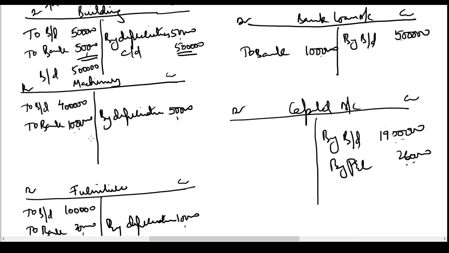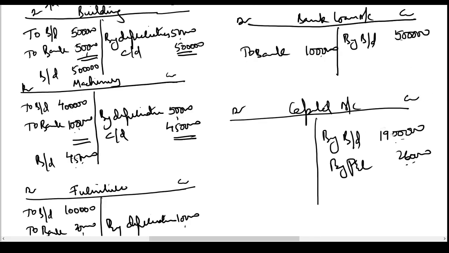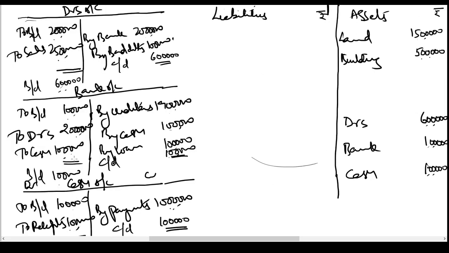Machinery: 4 lakh plus 1 lakh is 5 lakh minus 50,000, carried down 4 lakh 50,000, brought down 4 lakh 50,000. So machinery is also showing a debit balance of 4 lakh 50,000. I'll show it on the balance sheet asset side. It is an asset for the business. Machinery 4 lakh 50,000.